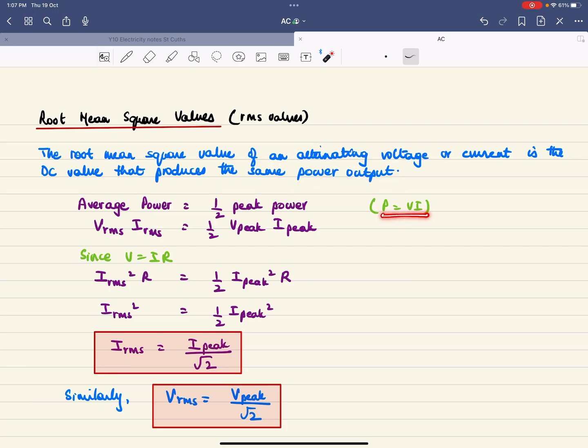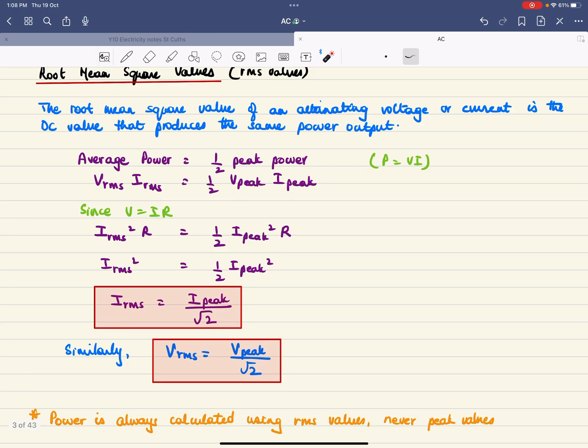Power is V times I, so your average power is actually half peak power. Your average power is V RMS times I RMS, which equals half V peak times I peak. There are too many unknowns here, so let's substitute V equals IR. When you substitute this V for I times R, there's already an I there, so you get I RMS squared times R equals half I peak squared times R, or I RMS squared is half I peak squared, or I RMS is I peak over root 2, or V RMS similarly is V peak over root 2.